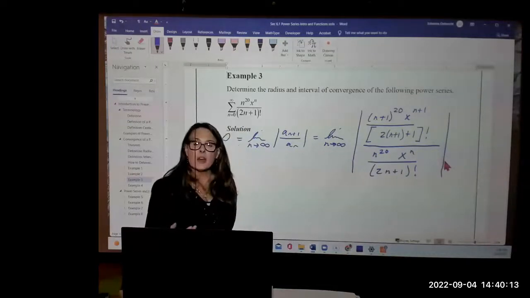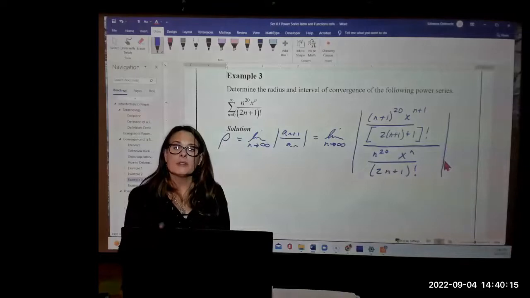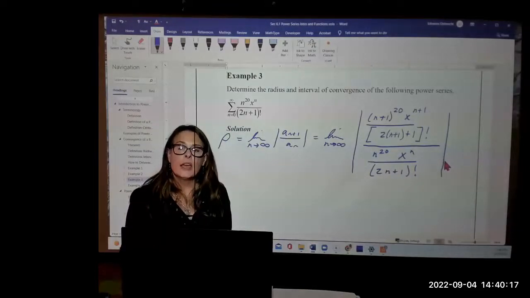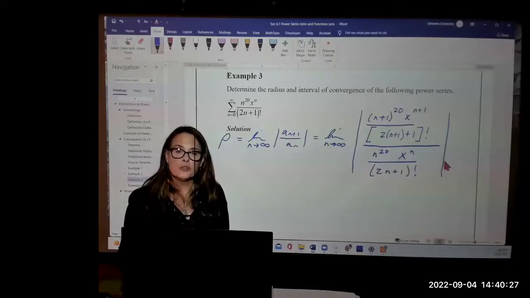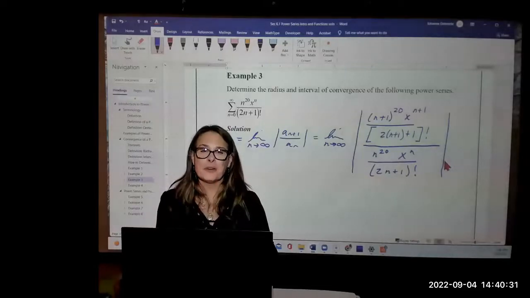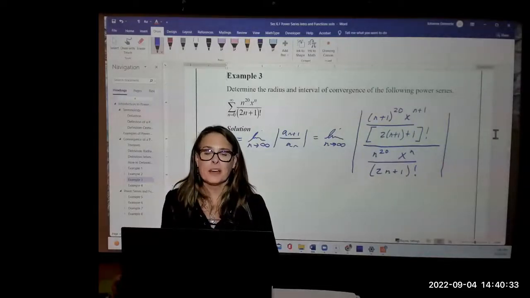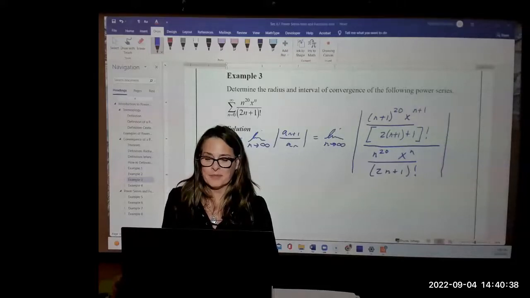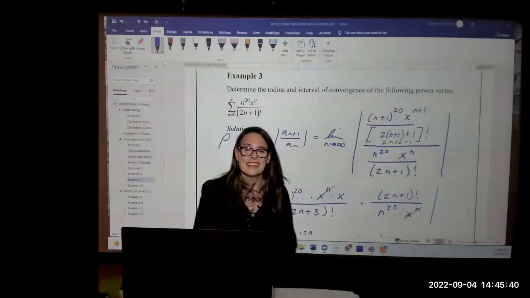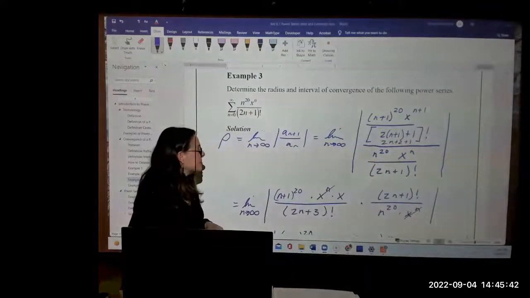So go ahead and pause the video, work this one out, get a value for rho, and remember that it will converge when rho is less than 1. Find your interval of convergence, your radius of convergence, and be sure that you check the endpoints. So I'm going to pause the video while you go and do that work, then turn the video back on and we'll compare our answers. Let's see how you did.